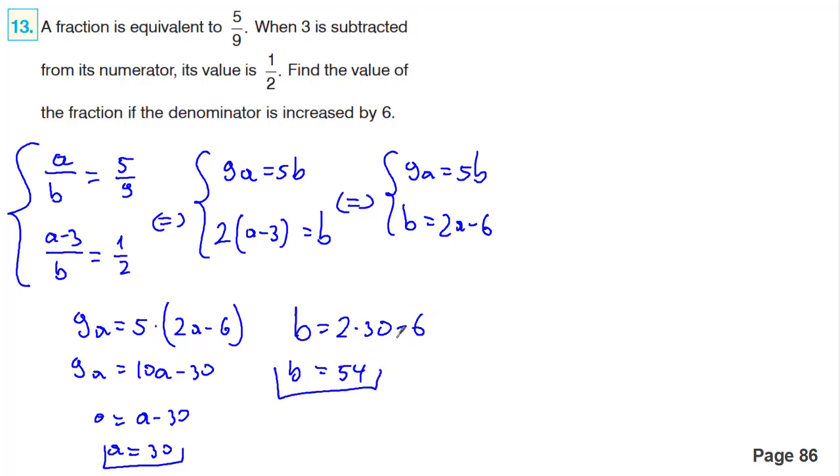Now the question is not to find a and b, it says find the value of the fraction if the denominator is increased by 6. So let's see what will happen if the denominator, so we don't want a over b, we want a over b plus 6. A is 30 and b is 54 plus 6. That's 30 over 60, which is 1 over 2. Great. Let's continue with the second part of chapter 1.6, which is age problems.